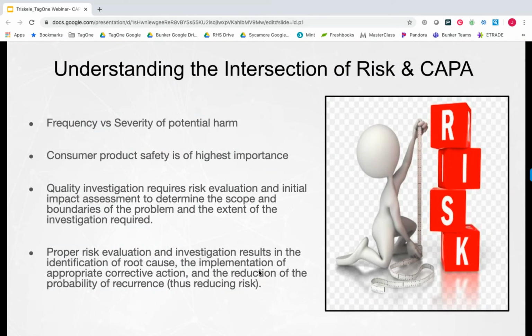So again, there's a whole other bucket of risk management, but within the CAPA umbrella, it's just really understanding the impact of the situation, and then figuring out what's an appropriate path to take with the investigation. If it's something deeper, then you have to dig deeper. If it's something on a minor level, then that risk is very minimal. But risk is very important in the CAPA world.